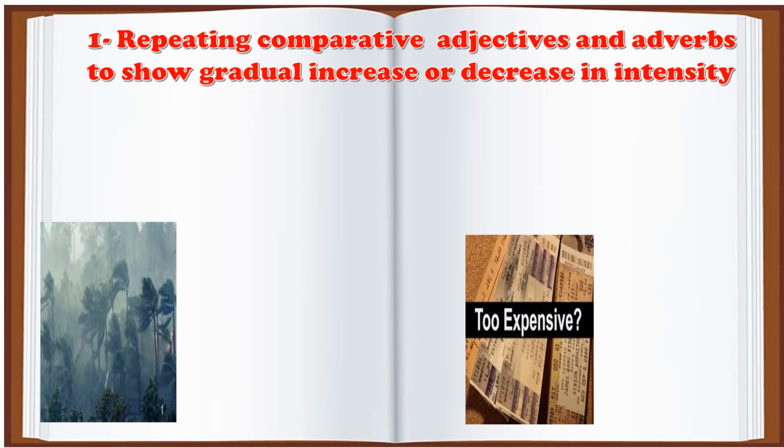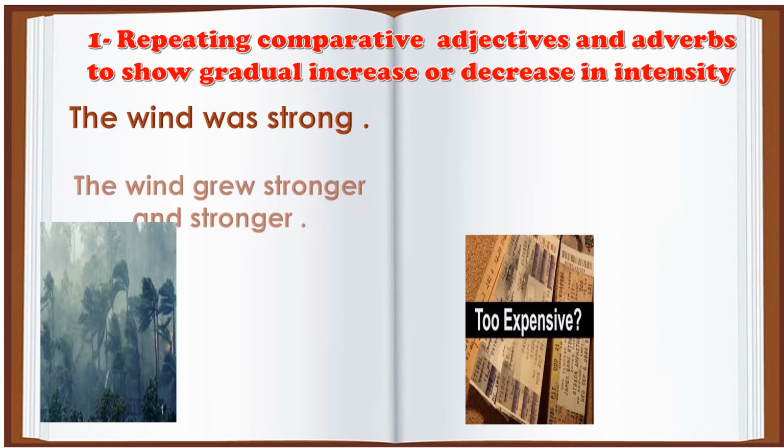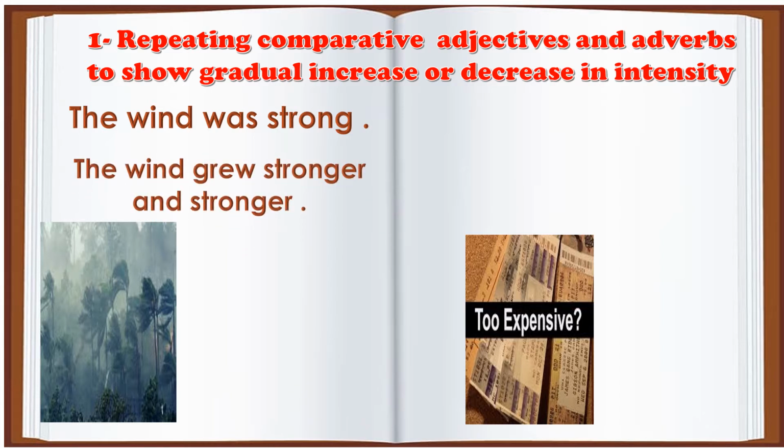As I told you in our previous lessons, you can repeat comparative adjectives and adverbs to show gradual increase or decrease in intensity. For example, when we say the wind was strong, and I want to describe that the wind was stronger than the previous day, I can say the wind grew stronger and stronger. That means that there is a gradual increase in intensity.